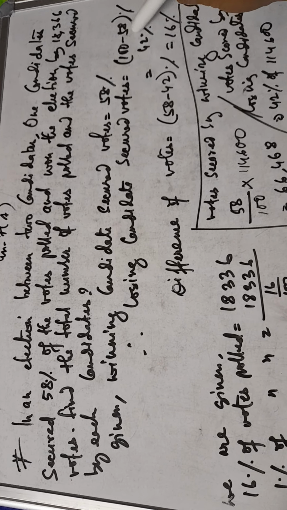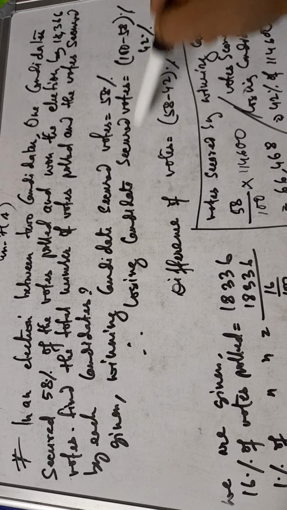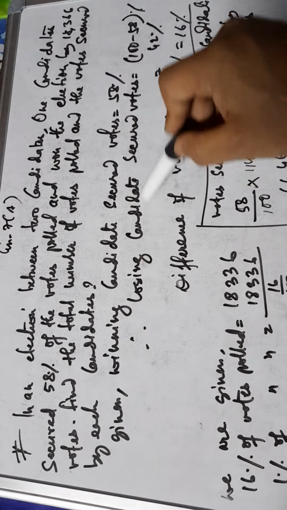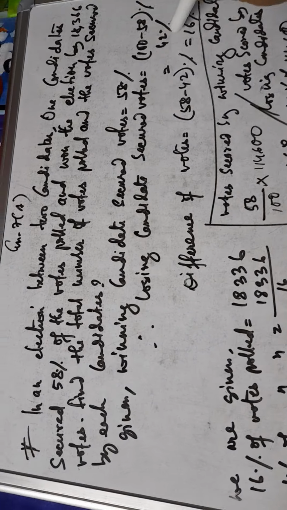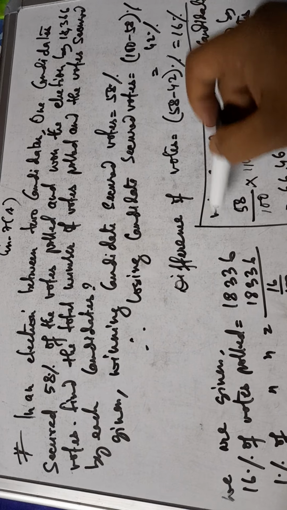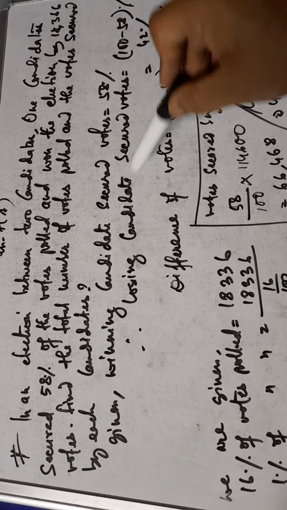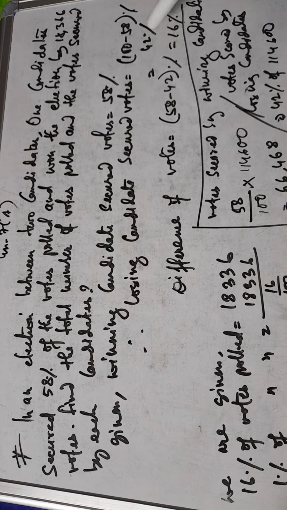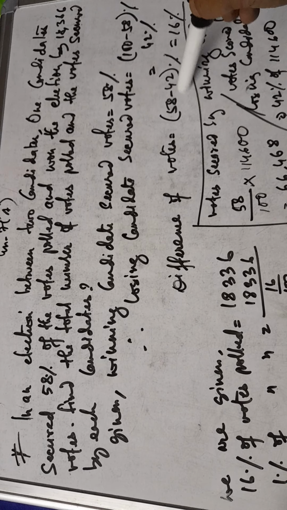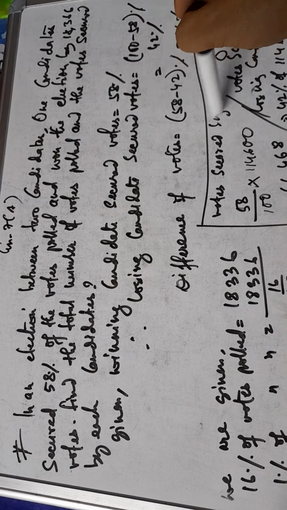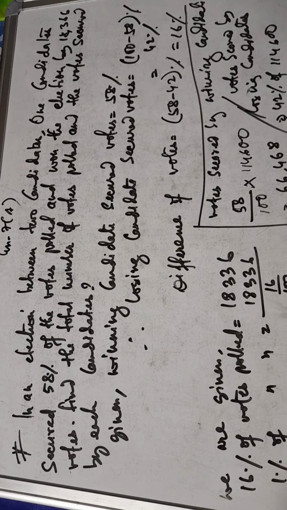So that is 100 minus 58, which will become 42%. The 42% is scored by the losing candidate, the votes got by the losing candidate, that is 42%. Now we can take out the difference between the winner candidate and the losing candidate. So that is 58 minus 42. So इतना डिफरेंस था. ठीक है, इतना डिफरेंस के कारण वो जीता या तो हार गया, that is 16%.